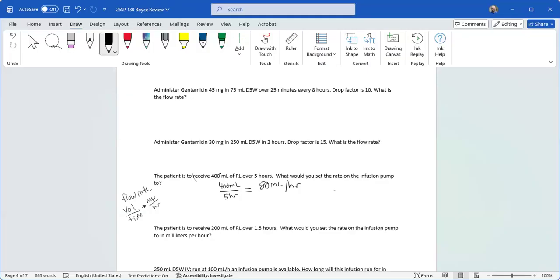So for those of you who are here live, the next question says that the patient is to receive 200 milliliters of Ringer's lactate over 1.5 hours. I want to know, and just type it into the chat, what would you get as your flow rate for that question? I'll give you a minute or two to do that. And if you don't know, you can send a private message or direct message and just say no clue, question mark. That's perfectly fine. This is the place where I want to know what you know and what you don't know.